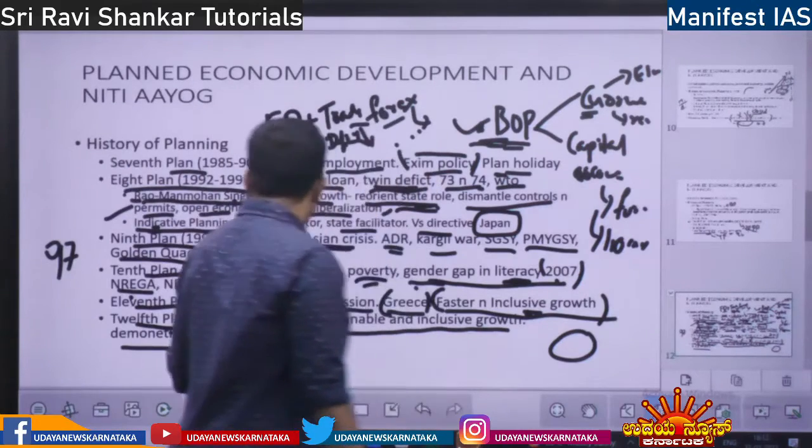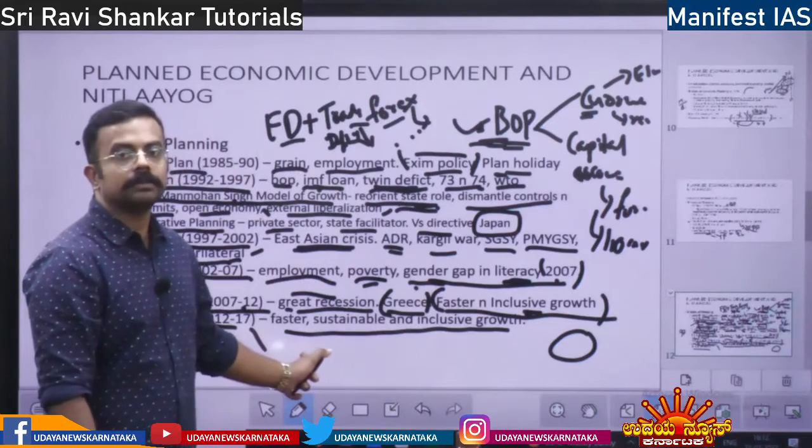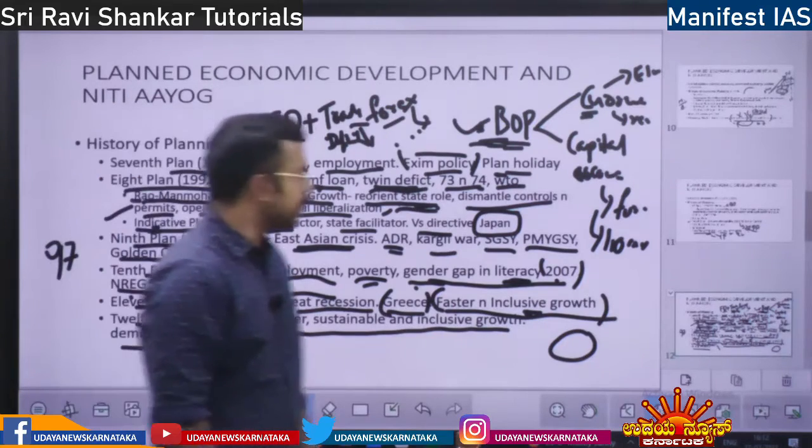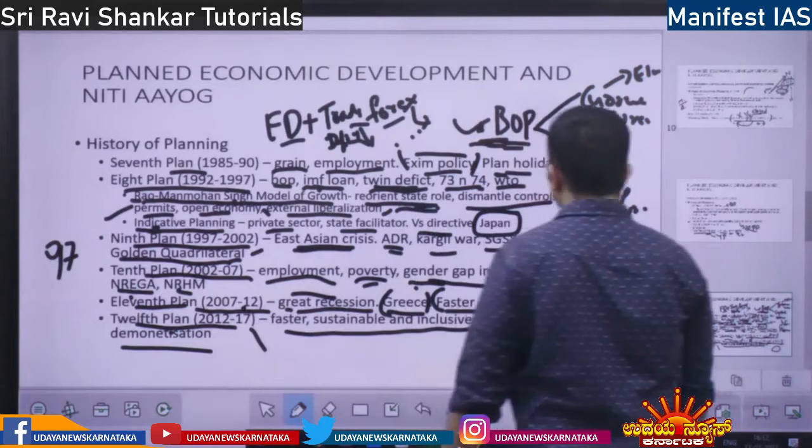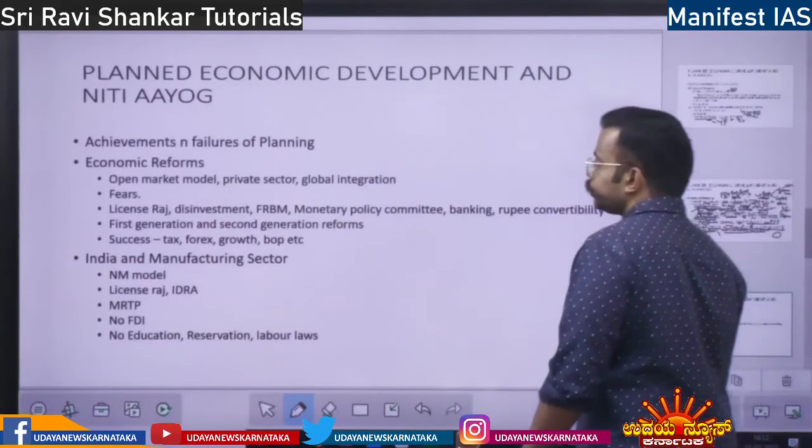The 12th plan is the last plan. After that, there is no 5-year planning. Right? Okay.